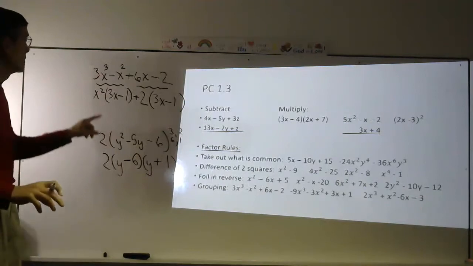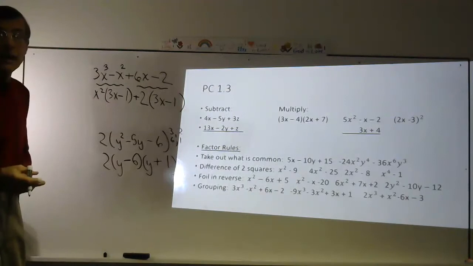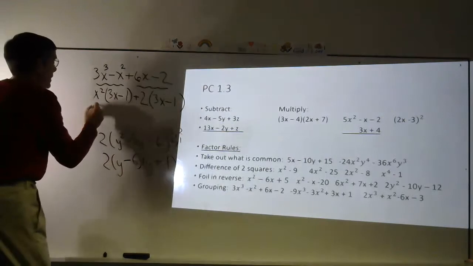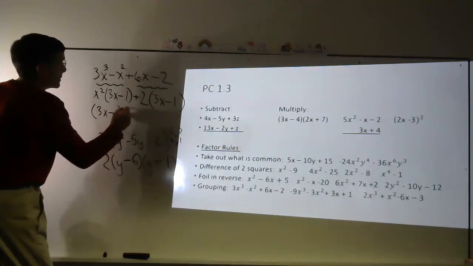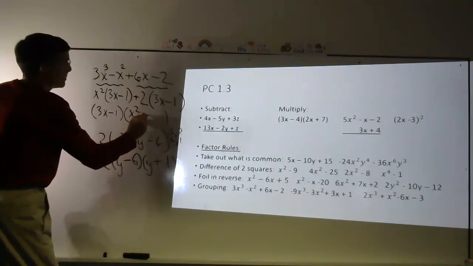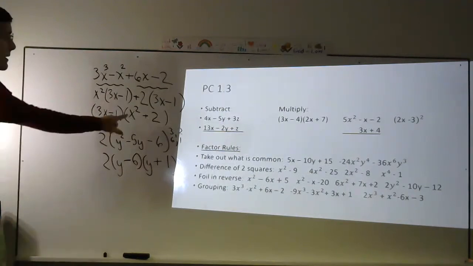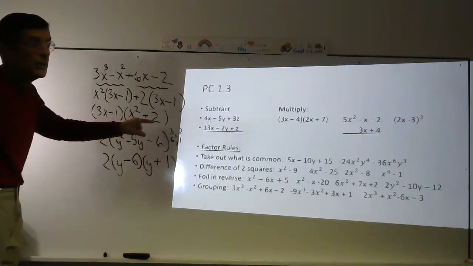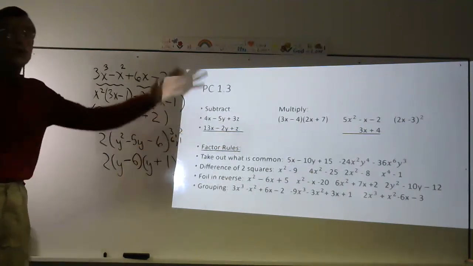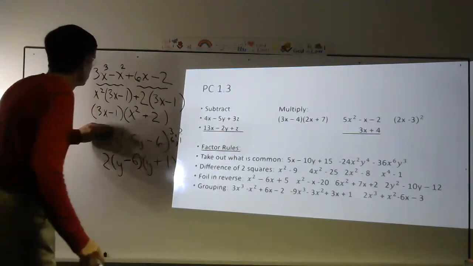Now you're not finished. What is now in both parts that you could take out? What is common in both parts? You see the 3x minus 1? I'm going to pull that whole thing out. And look what's left in the first part, an x squared, and in the second part, a plus 2. Okay? Is this difference of 2 squares? No way. It's a plus sign. It's not a difference. It's a 2, which is not a square. You're finished right there. Let's do another one.